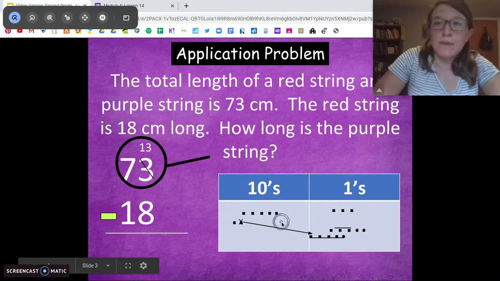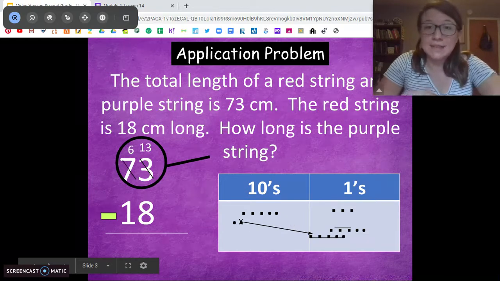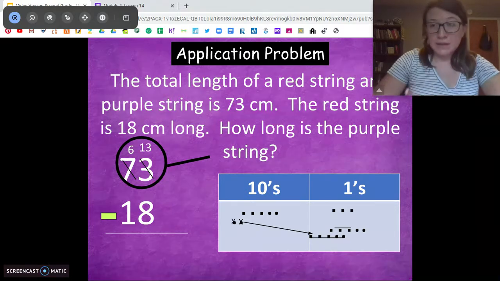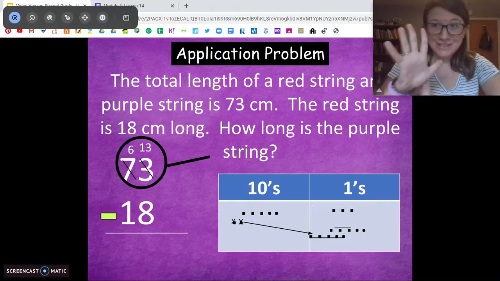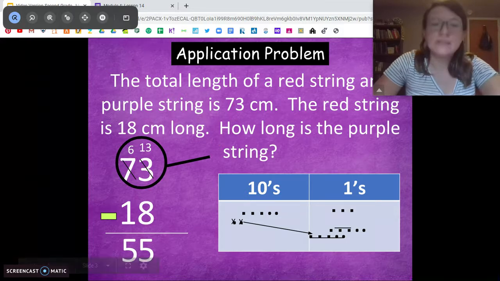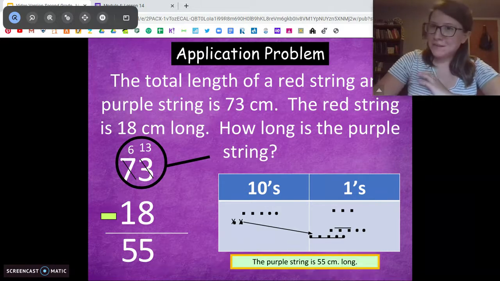Now, how many 10s do we have? We don't have 7 anymore. How many do we have? Excellent. We have 6. Then we're going to take 1 away from the 6, and then how many 10s do we have left? Good. So how many 1s do we have? 5 1s, 5 10s. So 73 minus 18 equals 55. So the purple string is 55 centimeters long.